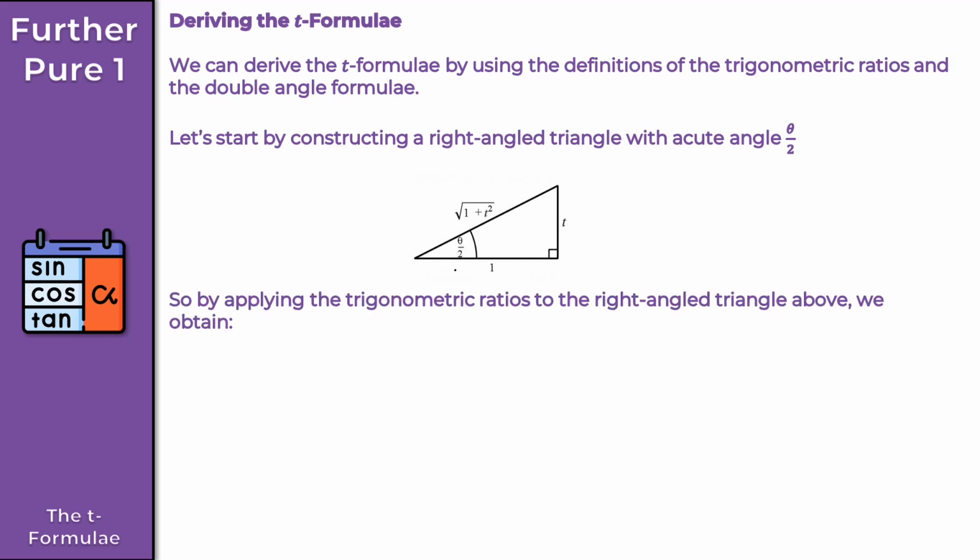So now, by applying the trigonometric ratios to the right angle triangle above, we obtain the following. Sine of theta over 2 is equal to t, so that's the opposite over the hypotenuse, which is the square root of 1 plus t squared. Doing the same for cosine, cos of theta over 2 is equal to 1 over the square root of 1 plus t squared. So we get the adjacent over the hypotenuse. And then finally, tan of theta over 2 is simply equal to t. So that's the opposite over the adjacent, t over 1, giving us t.